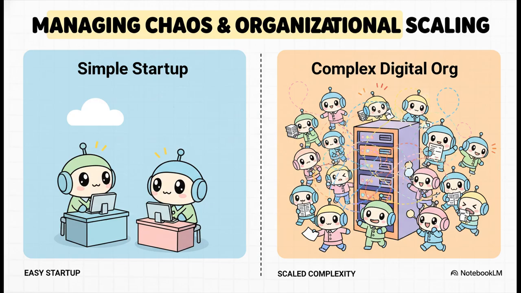It actually mirrors a growing human company perfectly. A startup with 2 people? Super easy to manage. A corporation with 1,000 people? That requires intense focus on hierarchy, continuous feedback loops, and incredibly strict organizational structures. When you build large multi-agent systems, you aren't just coding anymore. You are literally designing a digital organization.